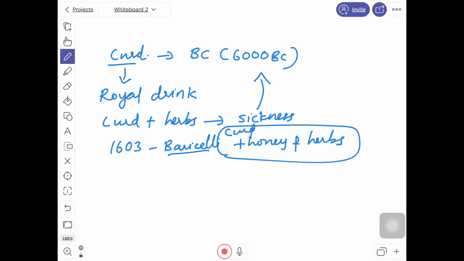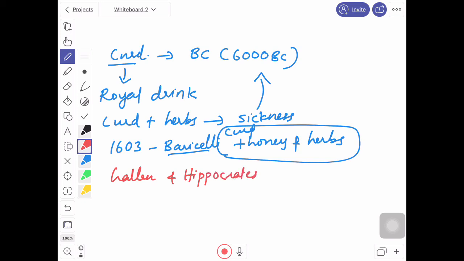You know, the next scientists are Galen and Hippocrates. You know Hippocrates? He is the father of medicine, allopathy. They insisted on a minimum daily drinking of 1 liter of whey during their time. They also focused on consuming at least 1 liter of whey.